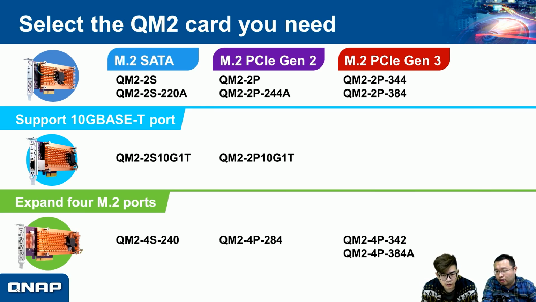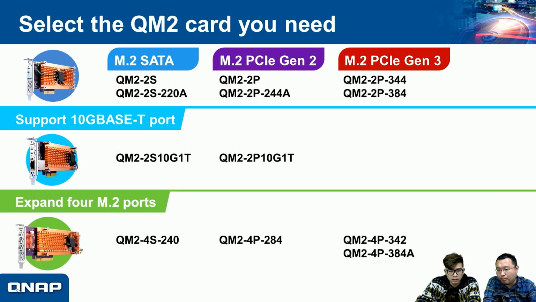over the QM2 cards. Here's the overview of all the QNAP QM2 cards, including the existing QM2-2S-2P and the 10G version, and then the upcoming ones such as the shorter version of the QM2 cards and the 4-port versions, the QM2-4S and 4P, and then the very high-speed PCIe 3.0 QM2 cards, the one on the right with the red title.